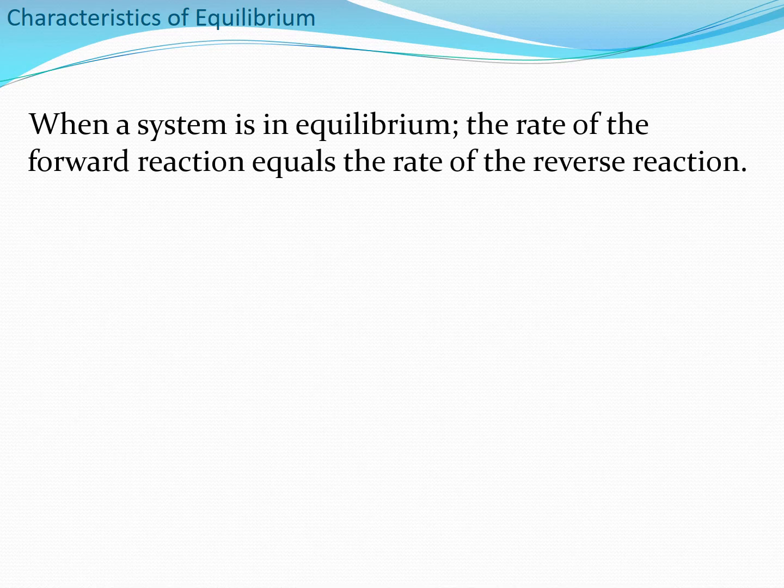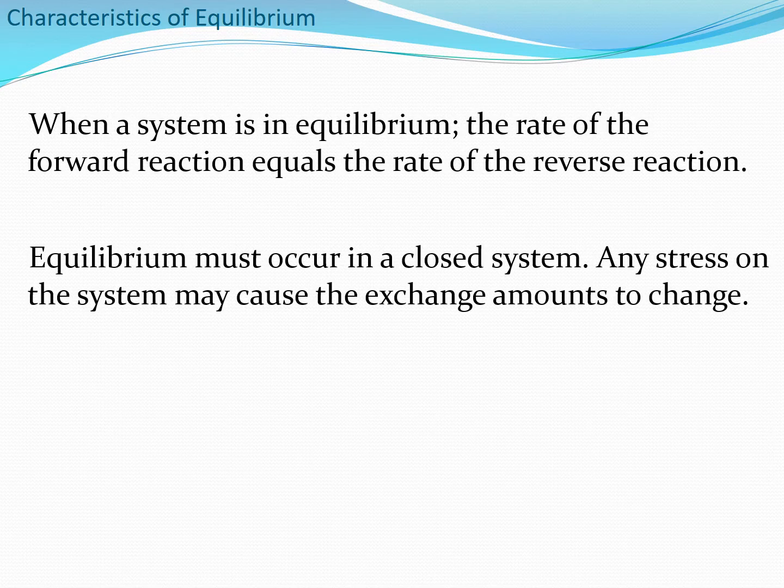When a system is in equilibrium, the rate of the forward reaction equals the rate of the reverse reaction. That means the amount of products turning into reactants equals the amount of reactants turning into products. Equilibrium must occur in a closed system. Any stress on the system may cause the exchange amounts to change.